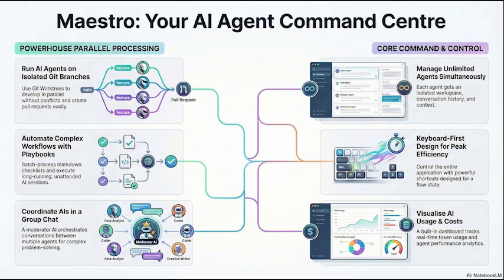Okay, so to summarize, we've seen how Maestro can transform a chaotic, multi-agent workflow into something more like an orchestrated command center. It really emphasizes that genuine parallelism with things like Git Worktrees and auto-run playbooks. It maintains control through that keyboard-first design, and it ensures accountability with cost tracking and the analytics dashboard. Right. And for anyone looking to get started, the requirements are pretty straightforward, right? You need at least one supported agent, Claude Code, OpenAI Codex, or OpenCode installed and authenticated. And you need Git, of course, if you want to use those powerful worktree features.